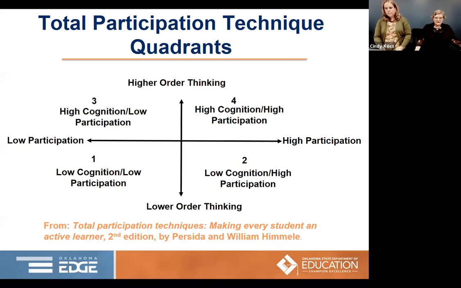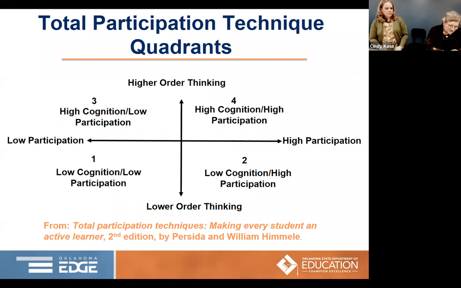So this is the one we have for you today. That will be your question as well. Total participation technique quadrants. We know that in any classroom at any given time, you may have low cognition and low participation. You may have low cognition and high participation, very engaged, but not really learning. You may have high cognition, but low participation. That could be a lecture. You could have high cognition and high participation, and that's what we hope for as we're doing this.